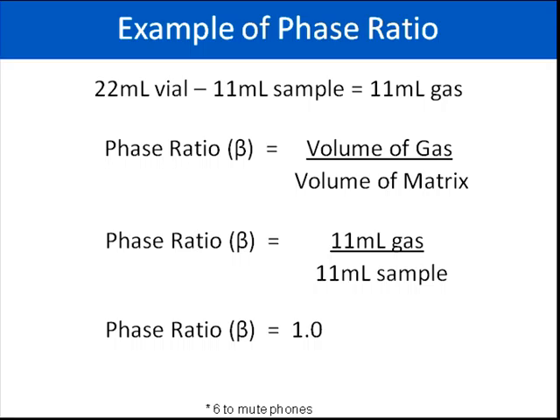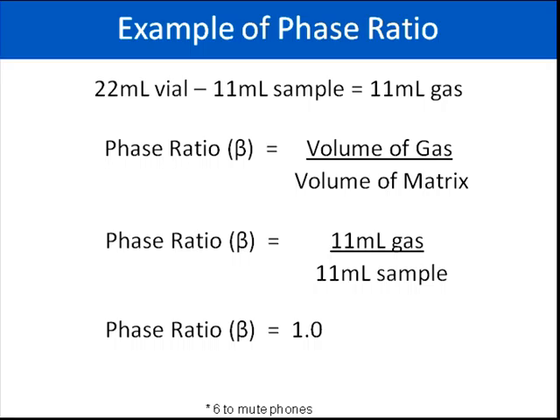Another example is if we put in a very large sample volume. We have a 22 mL headspace vial. We're going to put in 20 mL of water. That just leaves us 2 mL of gas above that sample for sampling of the headspace. That gives us a phase ratio of 0.1.